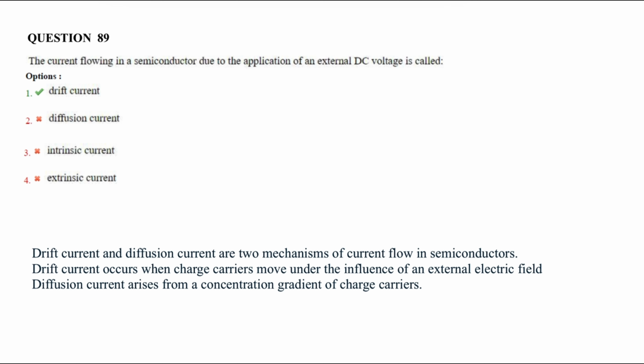Question number 89. The current flowing through a semiconductor due to application of external DC voltage, it is called drift current. So this drift current occurs when charge carriers move under the influence of external field. So diffusion current arises due to difference in charge concentration, that is diffusion current is due to gradient of electric charges. So there are two currents in semiconductor, drift current and diffusion current.